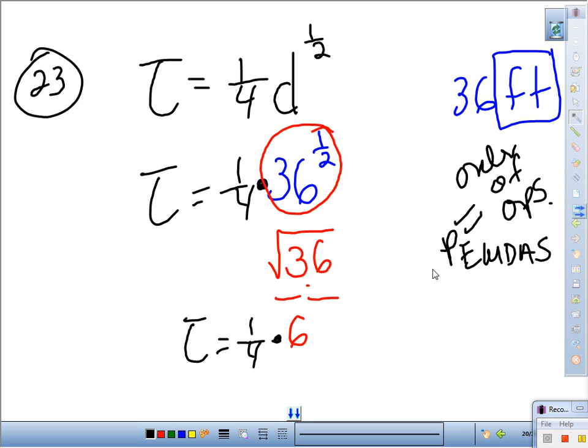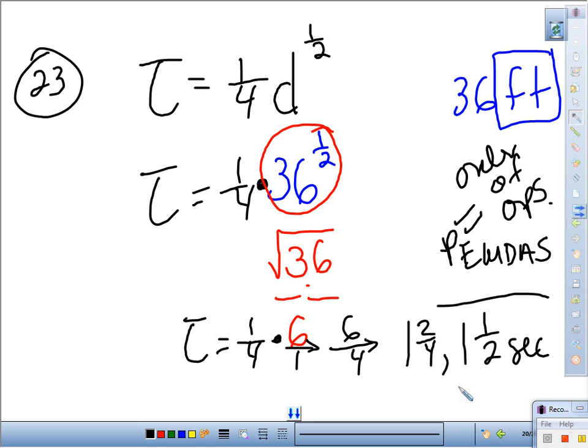Do we know how to multiply these at the end? Multiplication, division, yes. What is 6 times 1? 6. What is 4 times 1? 4. Can we simplify this? Yes. 4 fits in there 1 time and 2/4, which is 1/2. 1 1/2 seconds. Or you can do 1.5. All right. Any questions with those? And that's how you do the others. Just make sure you follow the order of operations.